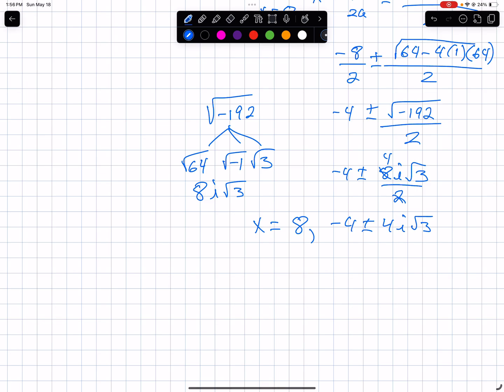Okay. And what that means, from a graphical standpoint, it would cross at 8. So it's a positive cubic, which means it finishes up. Nope, not like that. It's like that.